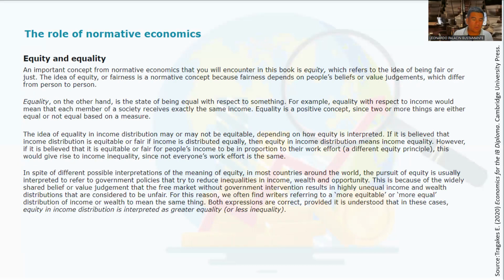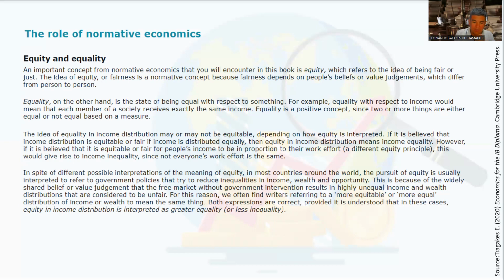In spite of different possible interpretations of the meaning of equity, in most countries around the world, the pursuit of equity is usually interpreted to refer to government policies that try to reduce inequalities in income, wealth, and opportunity. This is because of the widely shared belief or value judgment that the free market without government intervention results in highly unequal income and wealth distributions that are considered to be unfair. So for this reason, we often find writers referring to a more equitable, more equal distribution of income or wealth. The meaning is the same.